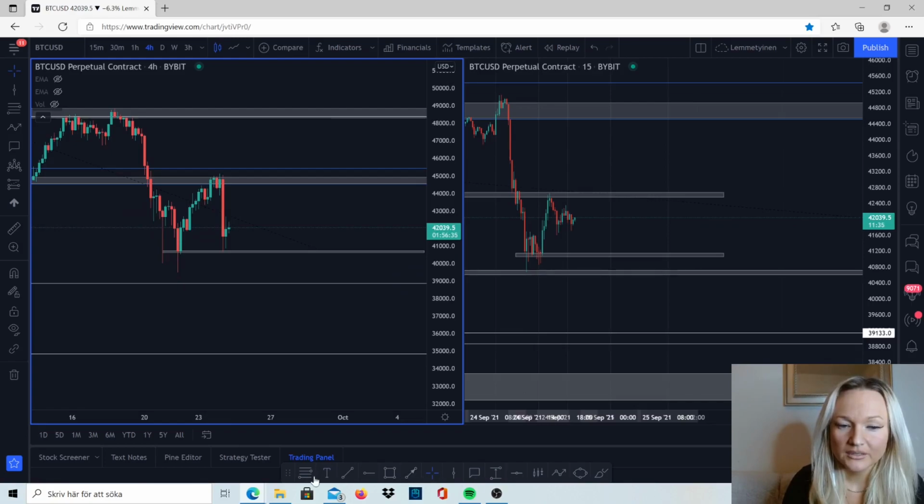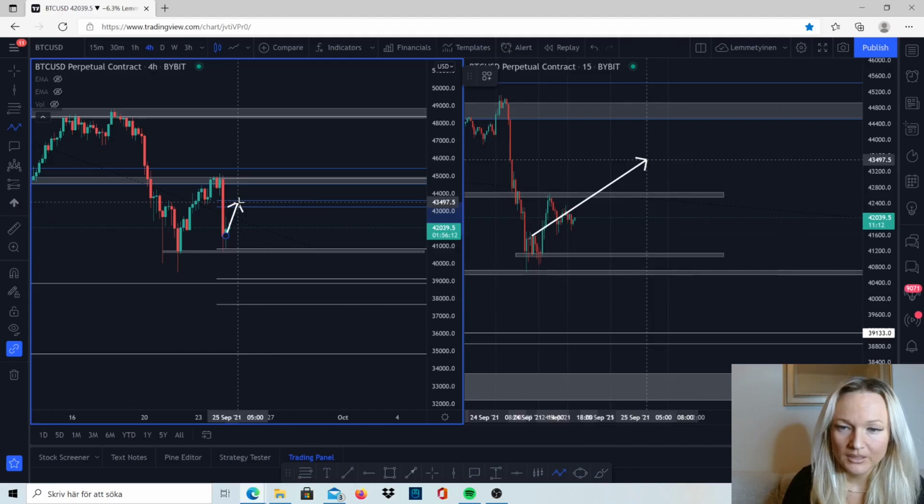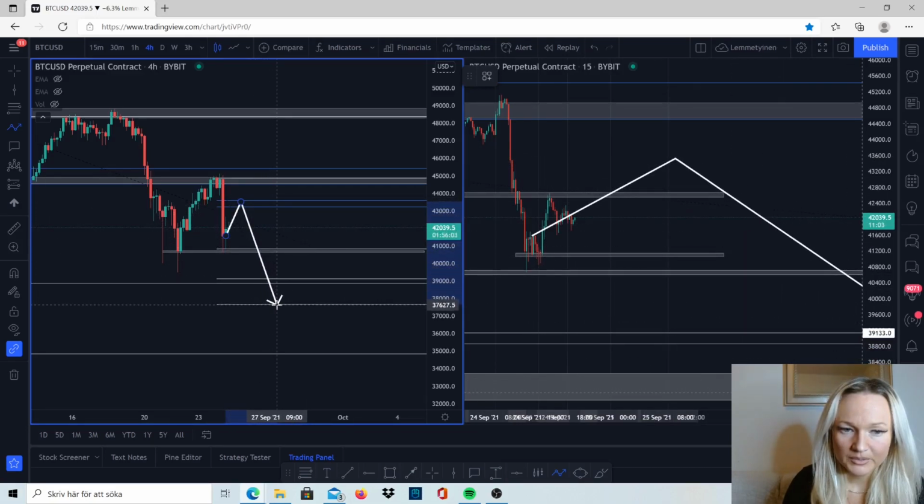We can also take the Fibonacci on the higher time frames using the 4-hour on my left side. I'm taking my Fibonacci from 44845 to the low, and that is 41581. What we potentially can see is that the market can come back up to the Fibonacci level that you can see what's happening on the lower time frames. If the market comes back up here and retests the Fibonacci levels to the downside, we could potentially continue down.